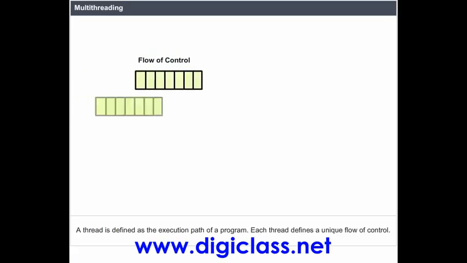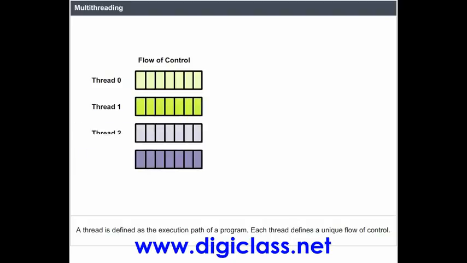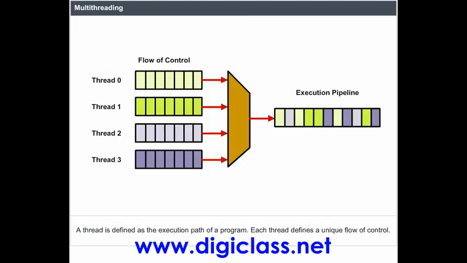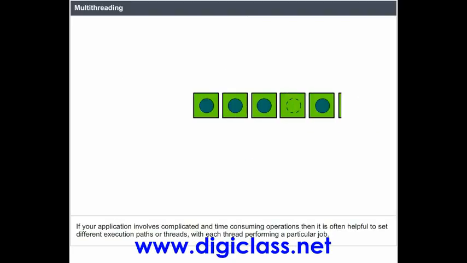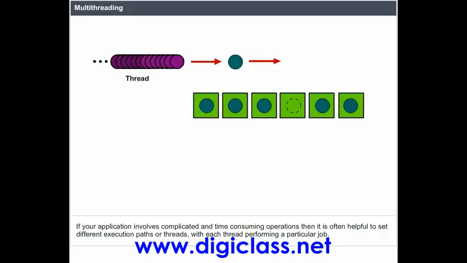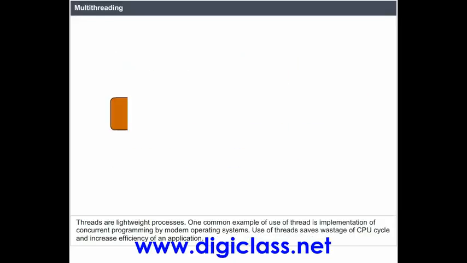Multithreading. A thread is defined as the execution path of a program. Each thread defines a unique flow of control. If your application involves complicated and time-consuming operations, then it is often helpful to set different execution paths or threads, with each thread performing a particular job.